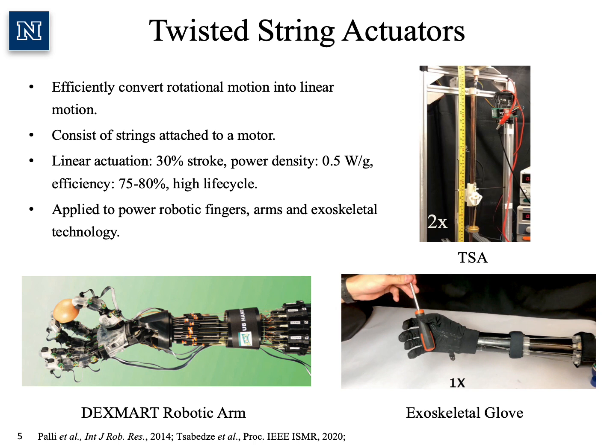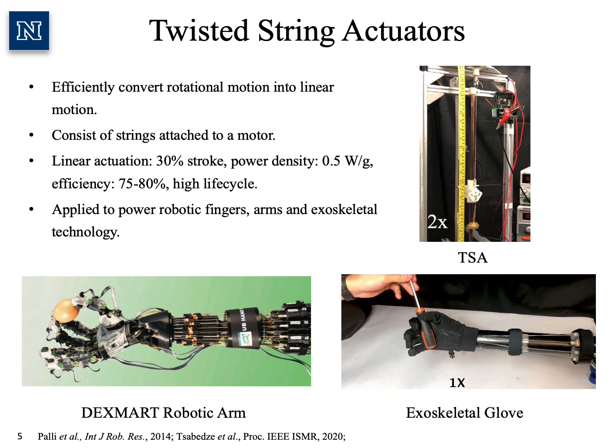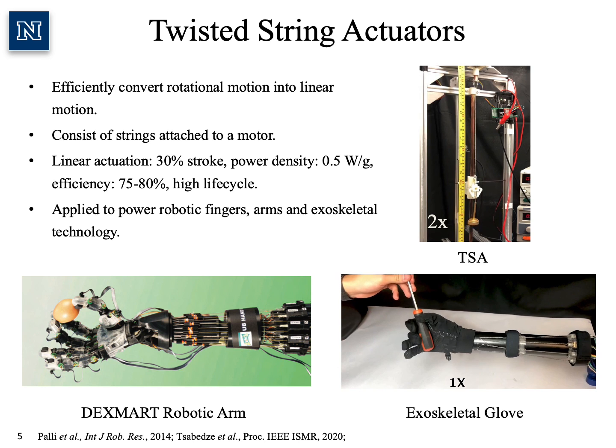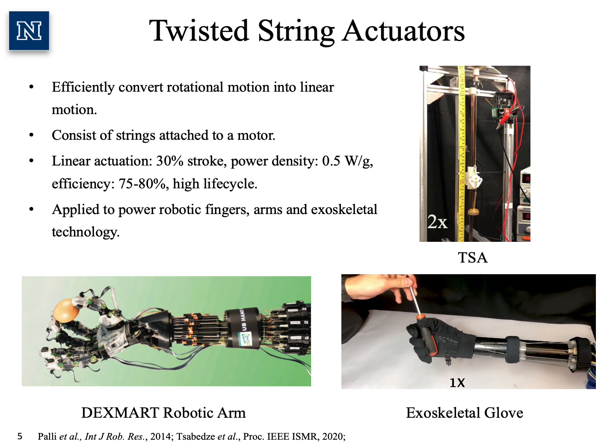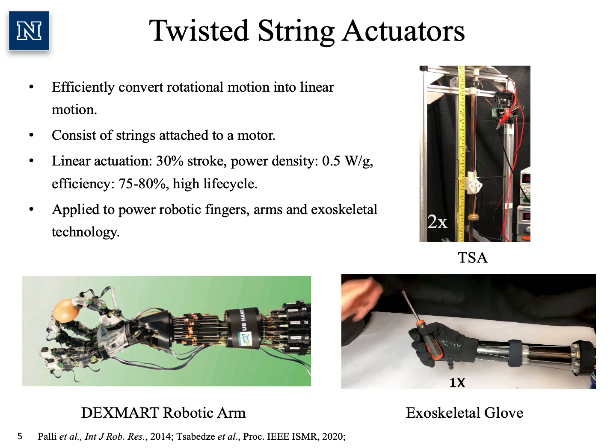Twisted string actuators are artificial muscles which efficiently convert rotational motion into translational motion. They consist of two or more strings attached to a motor, and by inducing twists in the strings, contraction is obtained. This is shown in the top video. TSAs are capable of generating up to 30% contraction of their initial length, have a power density of 0.5 watts per gram, and exhibit 75 to 80% efficiency. They also have a very high life cycle.